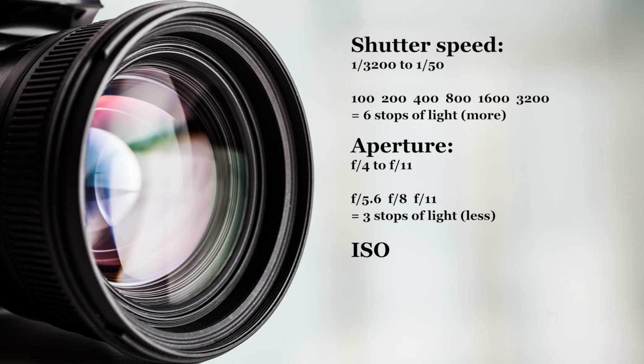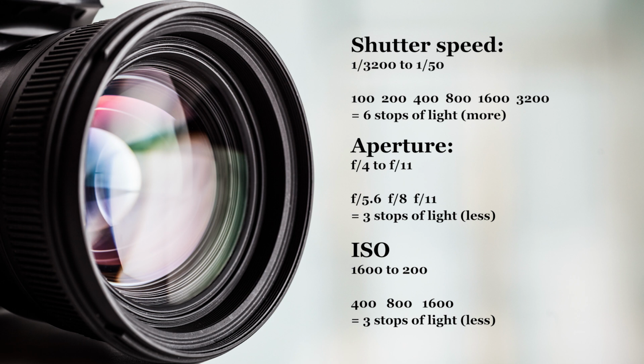Lastly, let's look at the ISO. My settings went from 1600 to 200. How many stops of light is that? Well, 200 doubled is 400 to 800 and then 1600. So that's also 3 stops of light less. So these exposures are exactly the same.